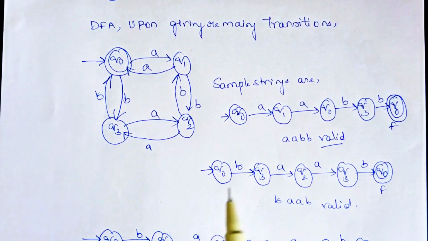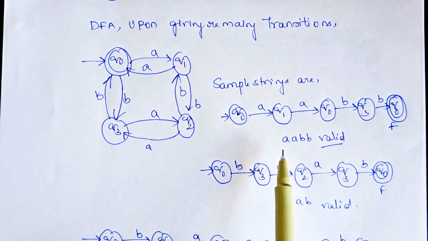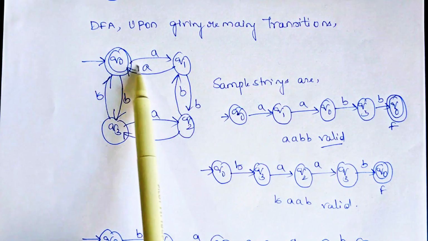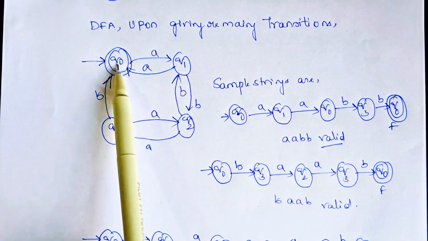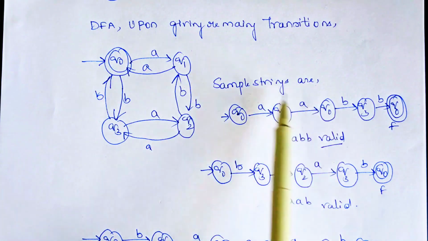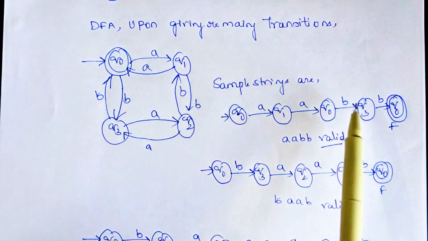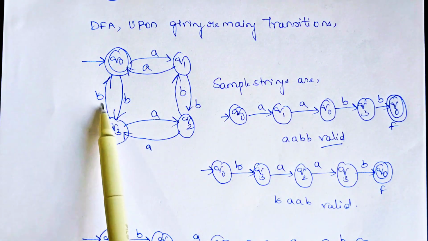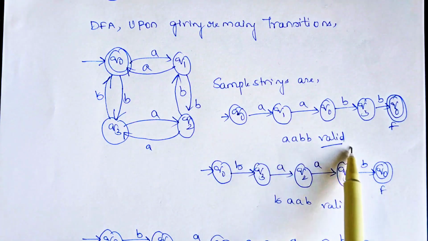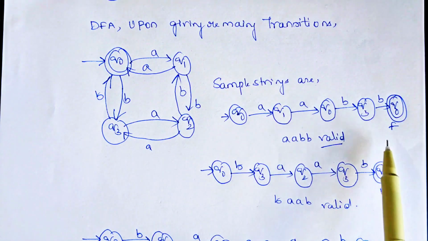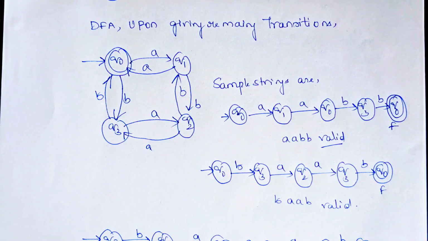Observe the sample strings here. We have considered the sample string AABB. Here Q0 on reading A is moving to Q1. Q1 on reading A is moving again to Q0. Q0 on reading B is moving to Q3. Q3 on reading B is moving to Q0, which is the final state. If any string is passed through the final state, we can say it is a valid string belonging to the language L of M.